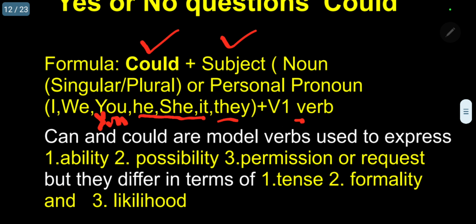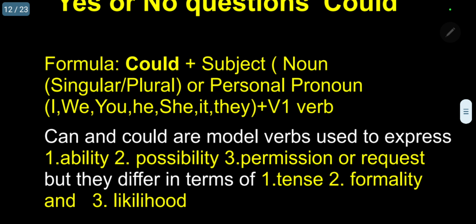Plus, we have to write the V1 verb, the present verb. Present tense we have to use. Kindly follow. Then plus, correspondingly, the object. Then automatically we can form a sentence. Please follow. This is the formula, a simple formula to frame yes or no questions.